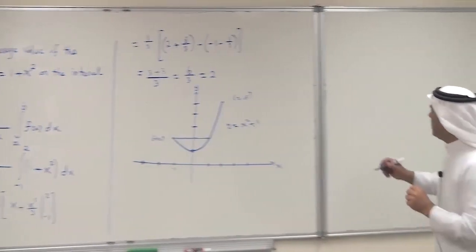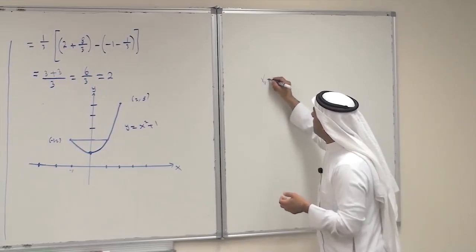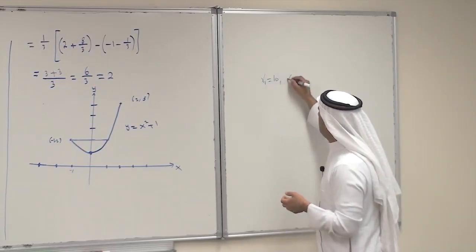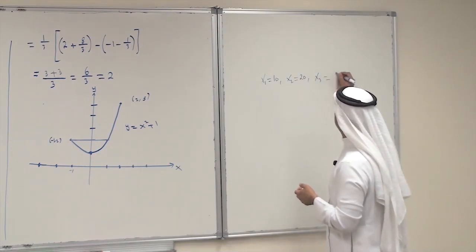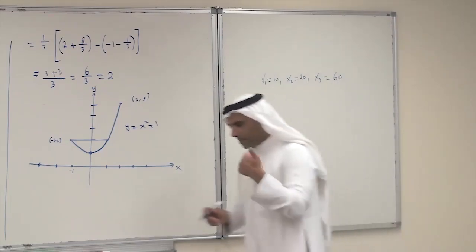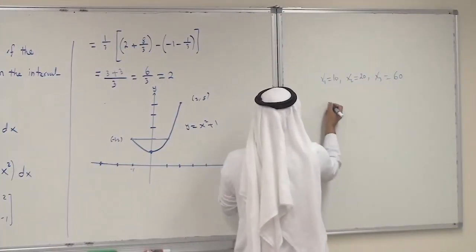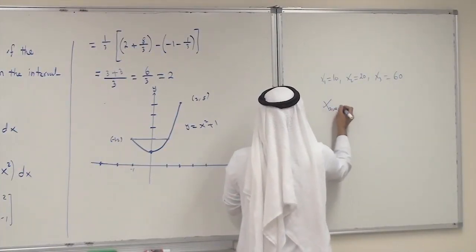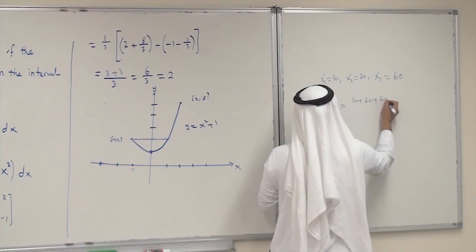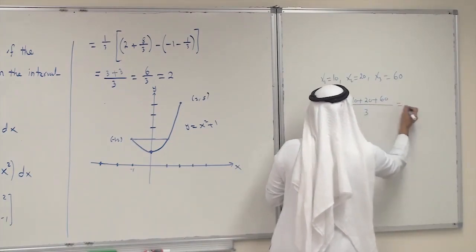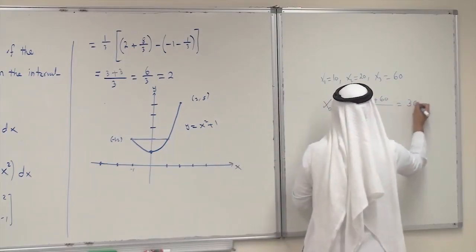Assume we have discrete data. For example, assume we have 3 readings. x1 is equal to 10, x2 is equal to 20, okay? x3 is equal to 60. 10, 20, 60. Then, what is the average of these 3 values? The average x is equal to, you add them, so you have 10 plus 20 plus 60, and then you divide by the number of points. So we have here 30 plus 60, that's 90, divided by 3, which is equal to 30.